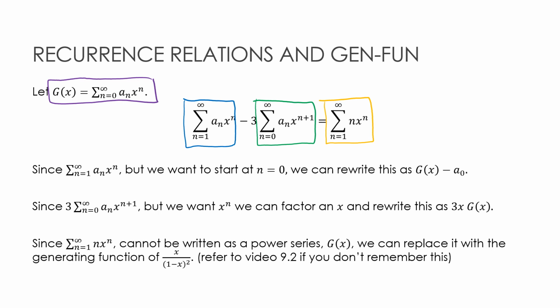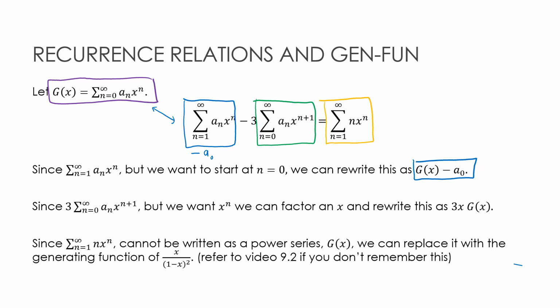And really all I would have to do to make these two things match up is I want this to start at 0, which means it's essentially g of x, but I'm taking away a sub 0 x to the 0. Well, x to the 0 is 1, so really I'm just taking away a sub 0. So I'm going to rewrite my blue expression as g of x minus a sub 0, because now it's exactly what I want.